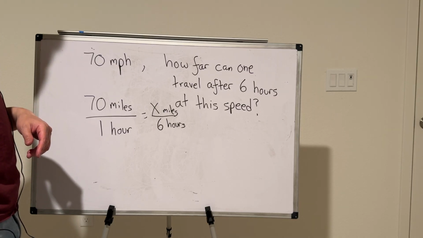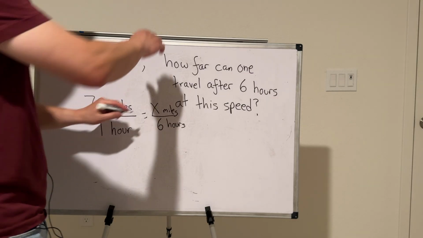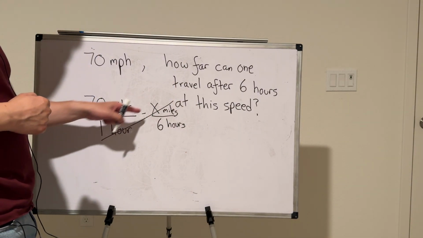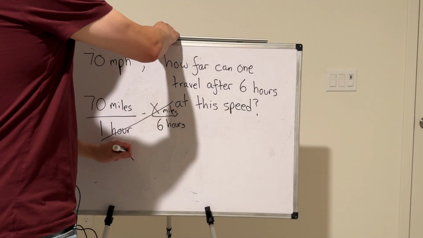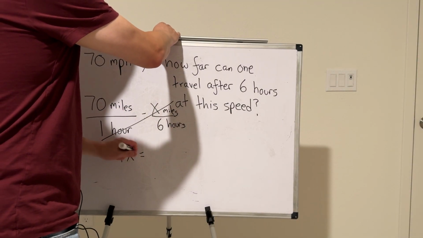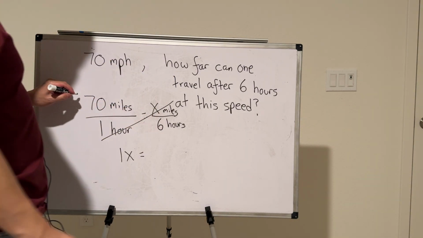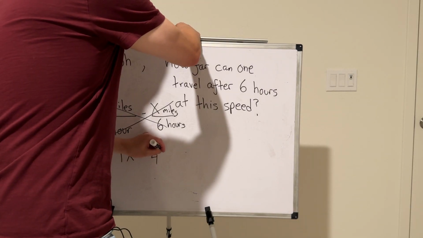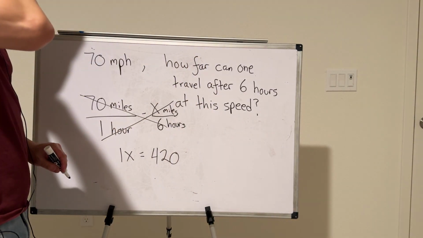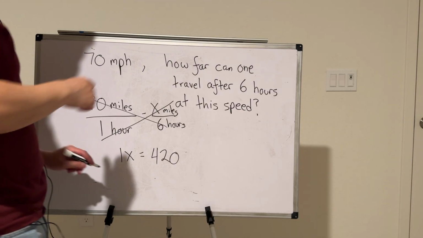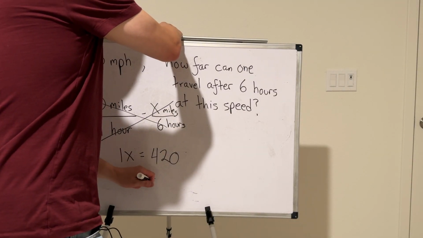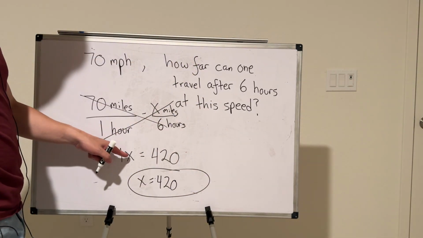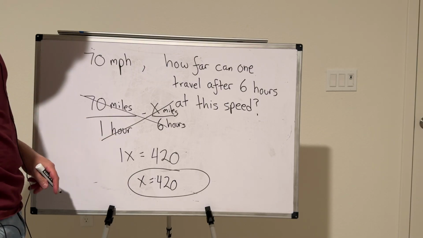All right? And from here, it's just a proportion, so we can cross multiply. This will give me x times 1, so that's 1x. And then if I go this way, this is 70 times 6. So 70 times 6 is 420. And if I solve for x, well, it's already solved for x. I have 1x, so we normally just call that x.